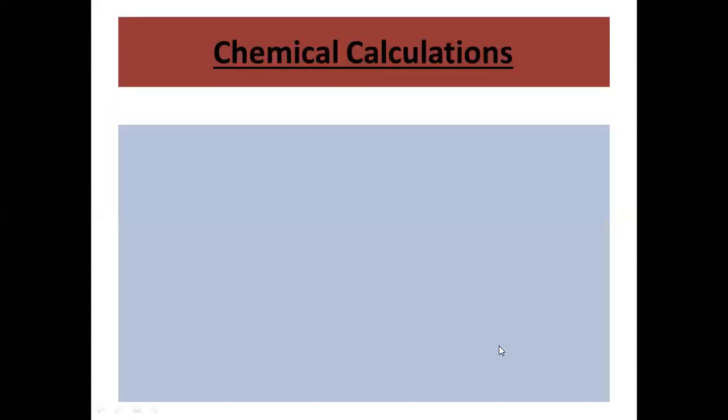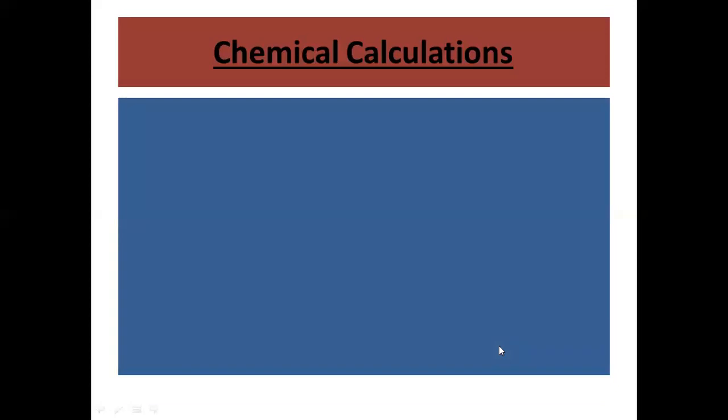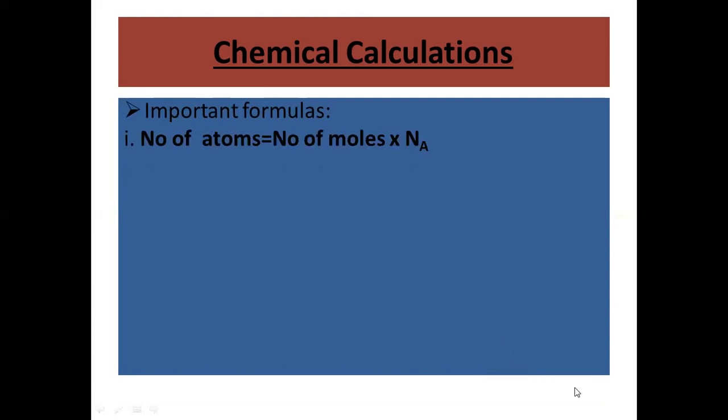Then another important topic is chemical calculation, numerical problems. We have some important formulas. By using these formulas, we can solve all those numerical problems very easily. First formula: if number of moles are given and they ask about the number of atoms, then we will use this formula. Number of atoms is equal to number of moles into Avogadro's number. If number of atoms are given and they ask about the number of moles, then we will use number of moles equal to number of atoms over Avogadro's number.